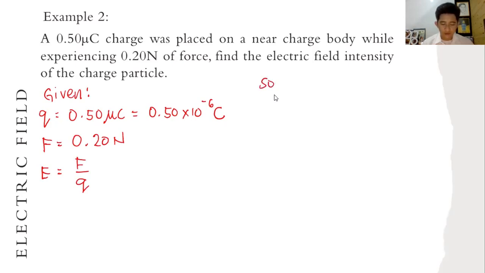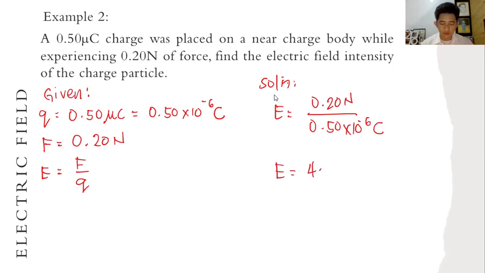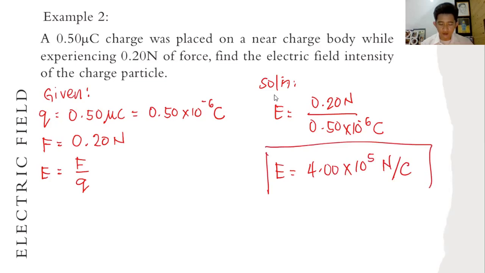For our solution, we have E is equal to 0.20 newtons divided by 0.50 times 10 raised to negative 6 coulomb. The electric field intensity is equal to 4.0 times 10 raised to 5 Newton per coulomb. Let's take note of the SI unit of the electric field intensity, which is Newton per coulomb.